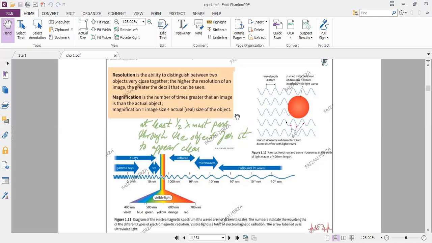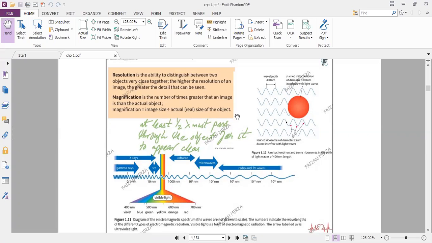Figure 1.12 shows you the wavelength of 400 nanometer passing through different size objects, and you can see there's an object of 1000 nanometer diameter, which is a mitochondrion here. You can see that it is interfering with the wavelength, and it will be visible to you because it has interfered with the wavelength. But the structures which are very small, for example, ribosomes, which have a diameter of only 25 nanometer, will not interfere with the wavelengths much, so they will not be visible to you.